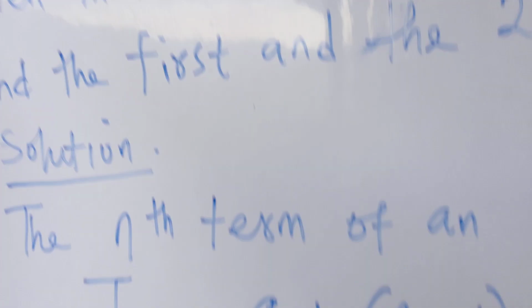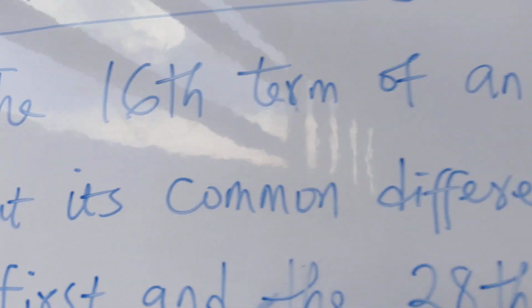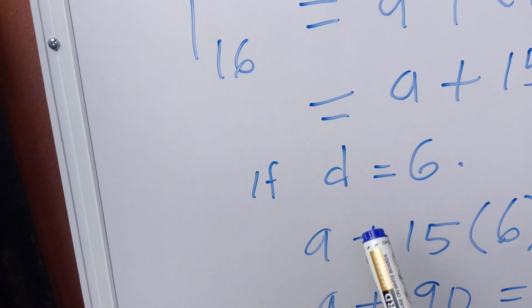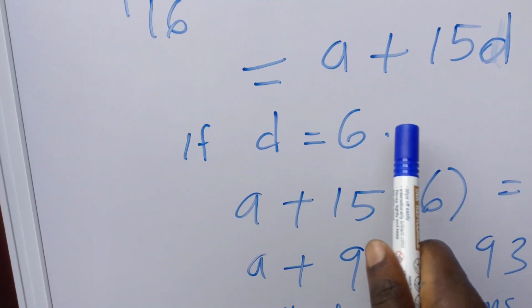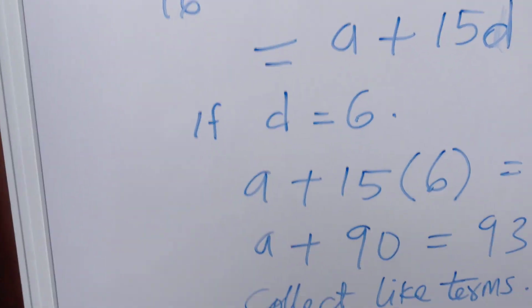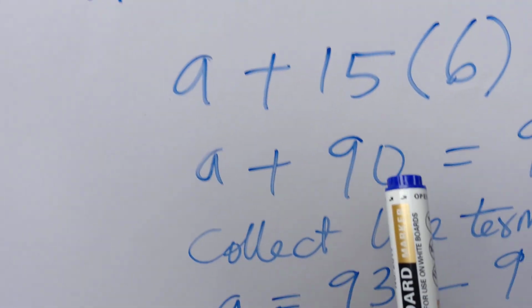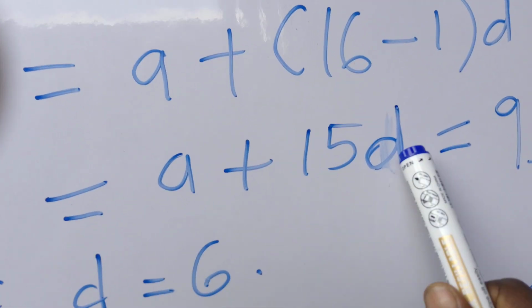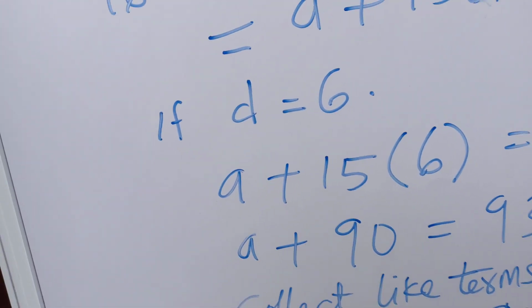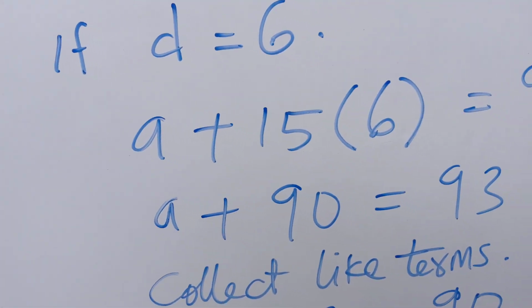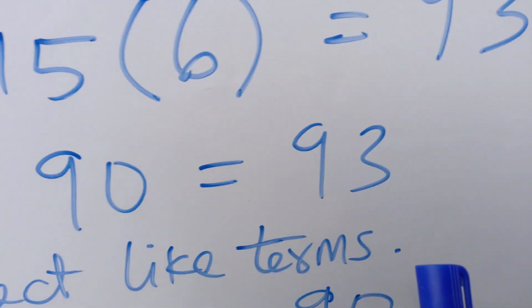Now, we are also told that the common difference is 6. Hence the common difference is 6. Since it is 6, if D is equal to 6, you have to substitute. And by substitution, you're having A plus 15 times 6. So in place of this D, I replace it with 6. 15 times 6 gives me 90. So this is A plus 90 equal to 93.